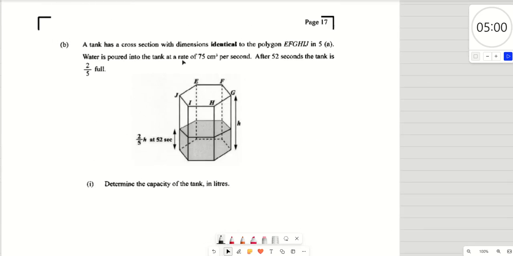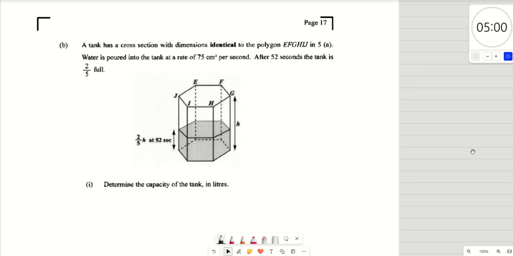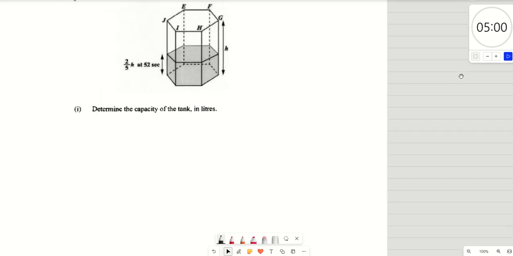Alright, let's look at this one. A tank has a cross-section with dimensions identical to the polygon above. Right? Water is poured into the tank at a rate of 75 centimeters cubed per second. After 52 seconds, the tank is 2/5 full. Determine the capacity of the tank.